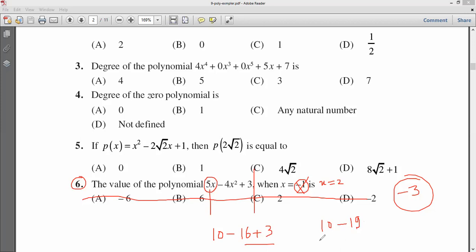Sir, in board exams also. If you do it like this, it becomes minus 13. So you don't make this type of mistake here. So what can we do? We can rearrange the terms if you want.